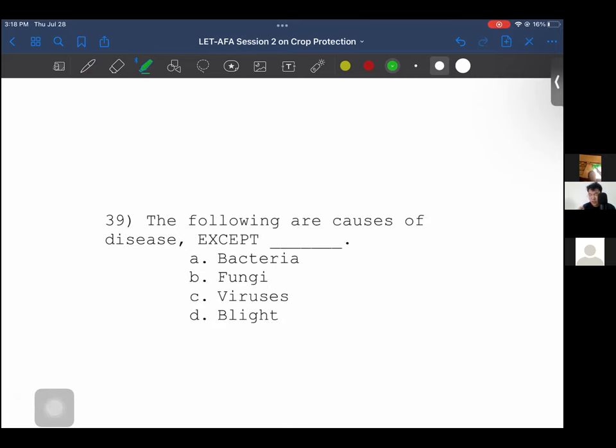Now here, the following are causes of disease, except. If you remember what I said items back, pinakauna yata, sabi ko, you have three things to study in plant pathology, which is bacteria, fungi, and viruses. Those three are causes of plant diseases. Whereas in letter D, and we have tackled this in a lot of items, that blight is an example of a disease. So the first three are causes, and this one is an example of the disease na. So blight is caused by bacteria such as Xanthomonas spp.